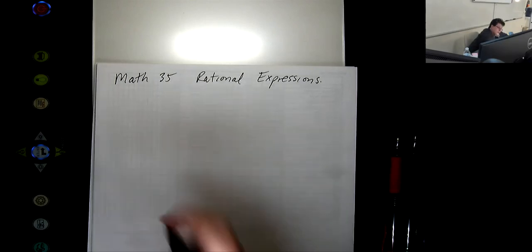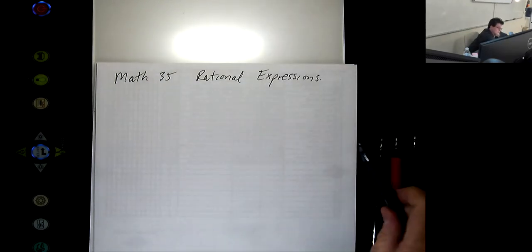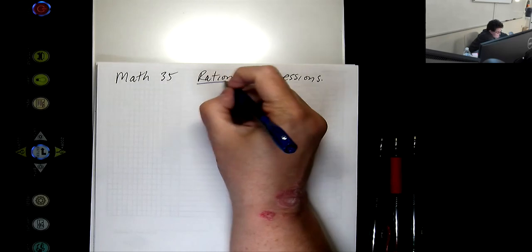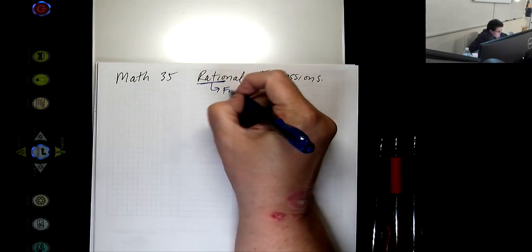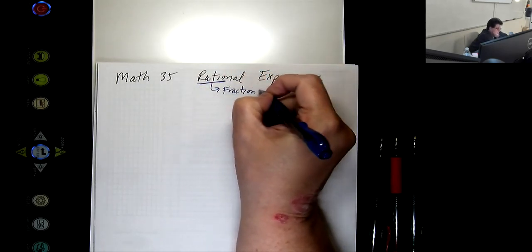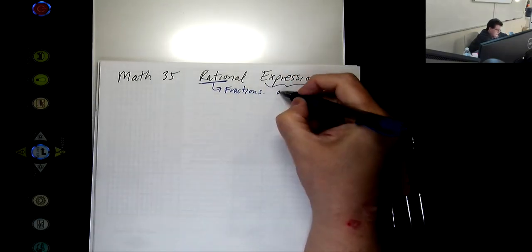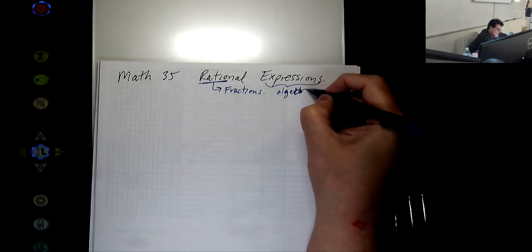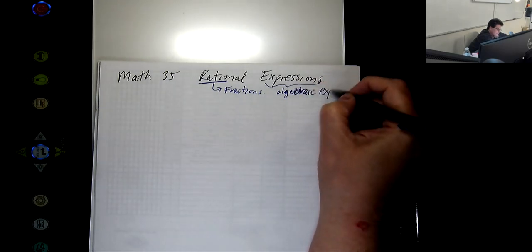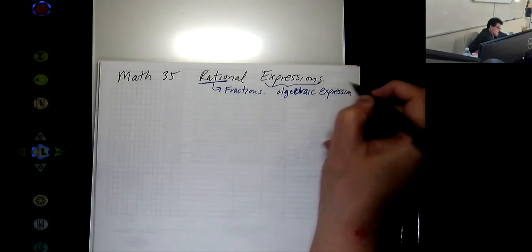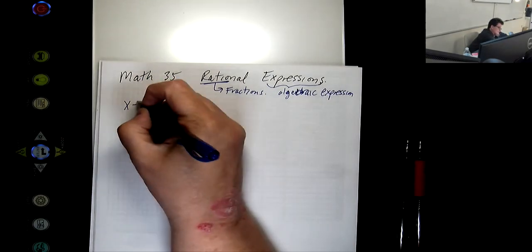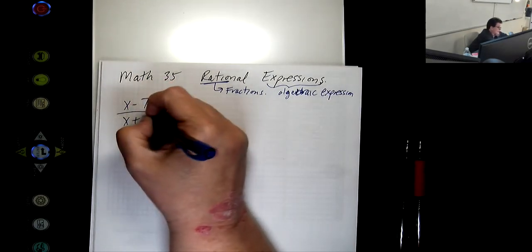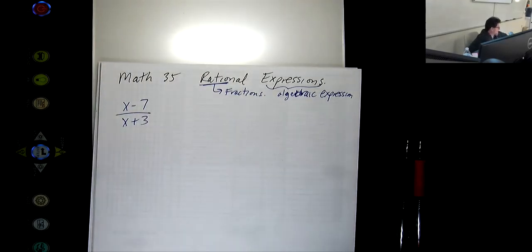All right. So a rational expression has the word ratio in it, and ratios are fractions. An expression is like an algebraic expression. So what I'm going to have is fractions with algebraic expressions in them. For example, like x minus 7 over x plus 3. That's a rational expression.